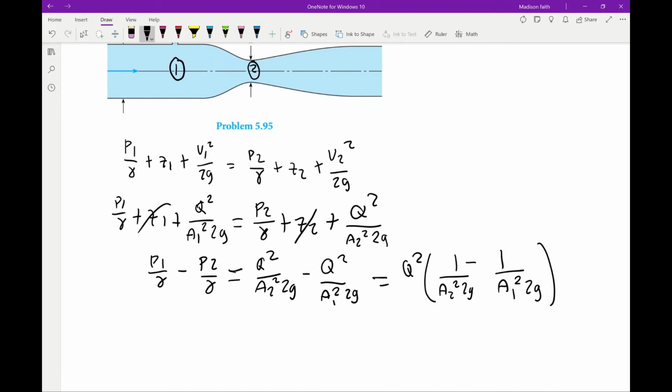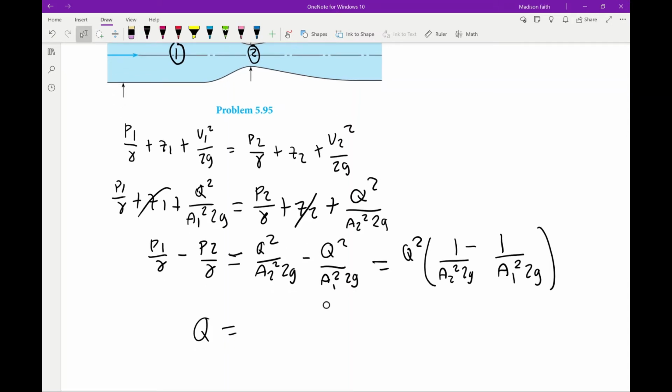And so we can simply find Q by dividing P1 minus P2 over gamma by 1 over A2 squared 2g minus 1 over A1 squared 2g, and taking the square root of that. This might look complicated, but it's a pretty simple calculation.